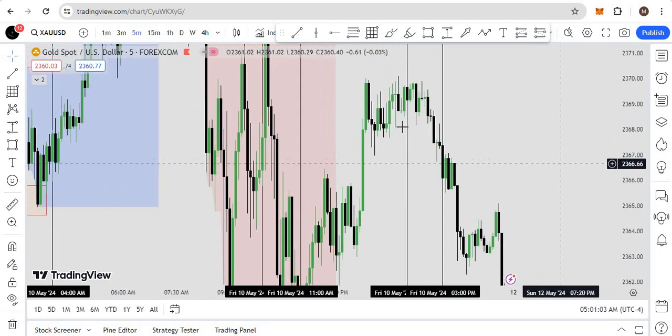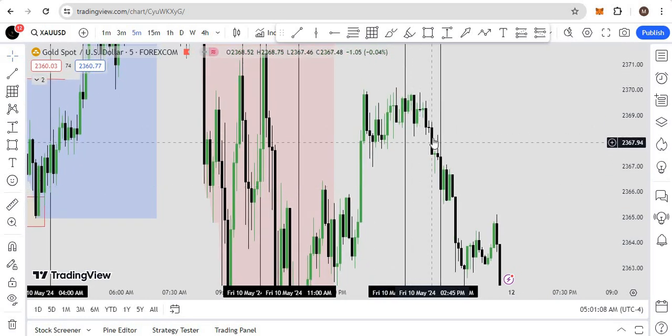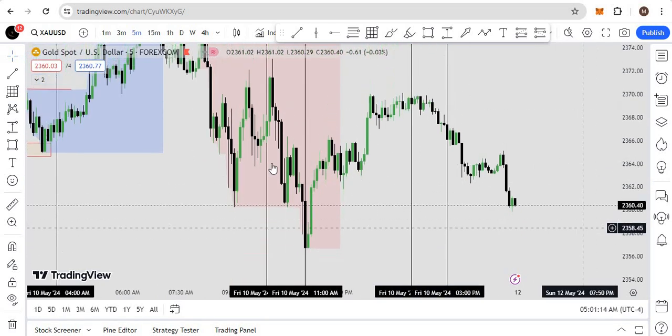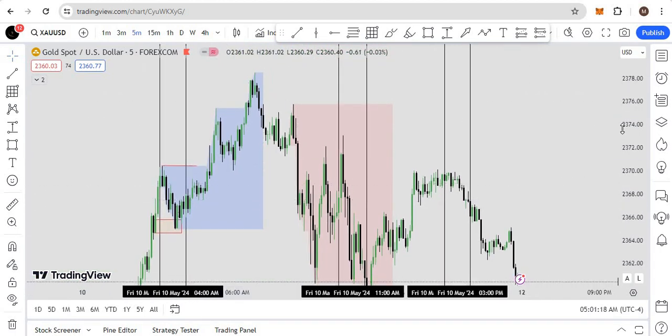We have, you see, a market structure shift with displacement. Okay, and we have this fair value gap on this time frame, and we have this liquidity. Okay, that's all. In the next video, I will present more examples on different markets.